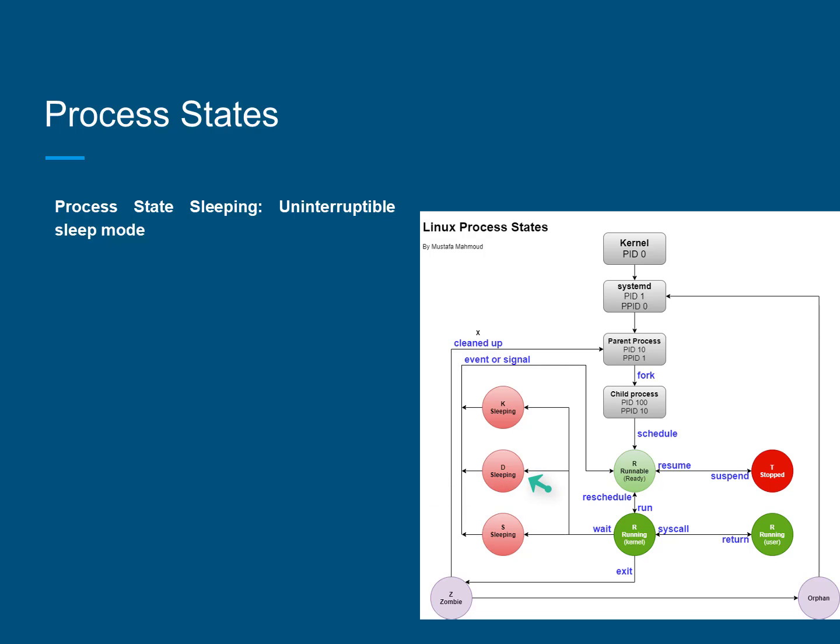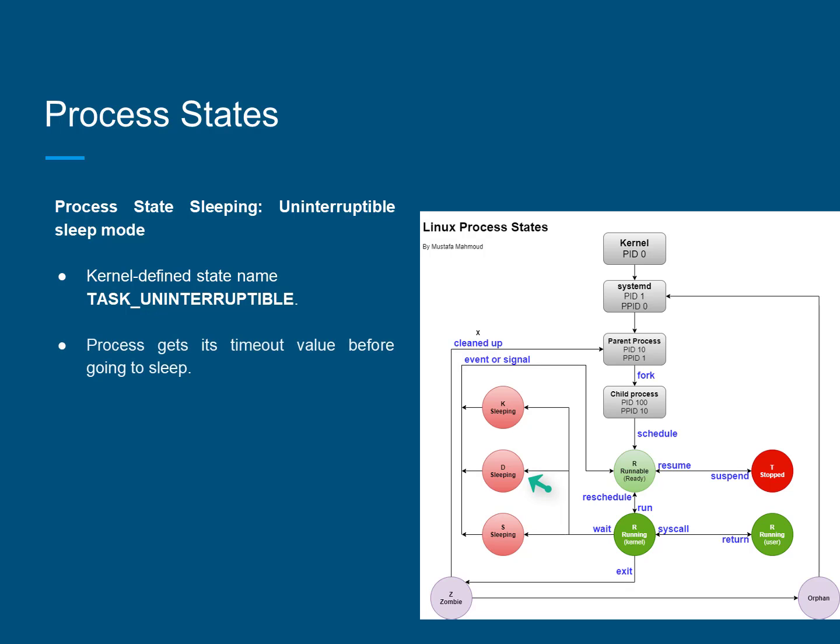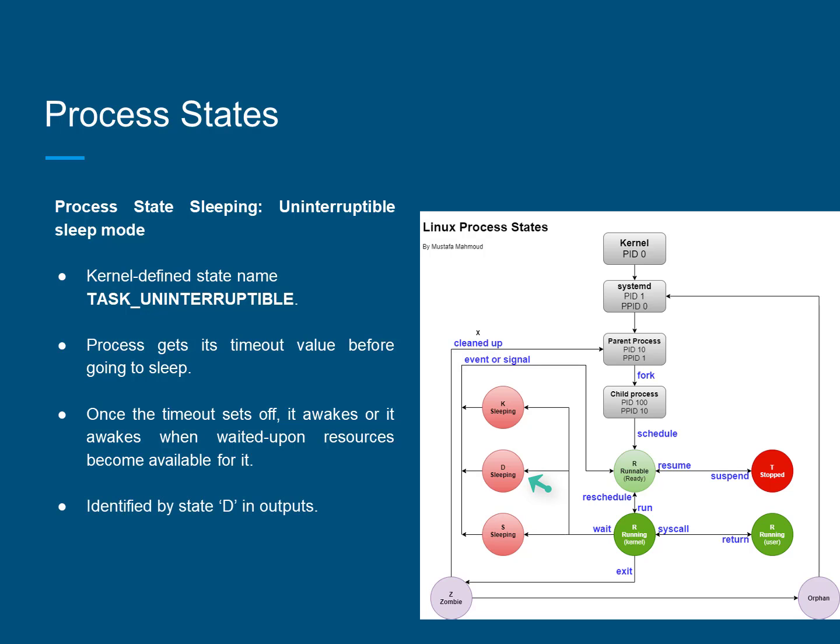Uninterruptible sleep mode. Kernel-defined state name: TASK_UNINTERRUPTIBLE. A process in this sleep mode gets its timeout value before going to sleep. Once the timeout sets off, it awakes, or it wakes when the awaited resources become available for it. It can be identified by state D in outputs.